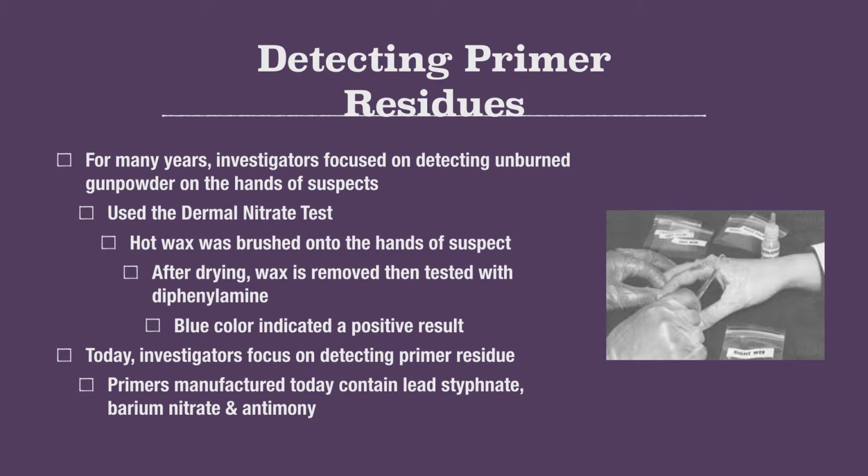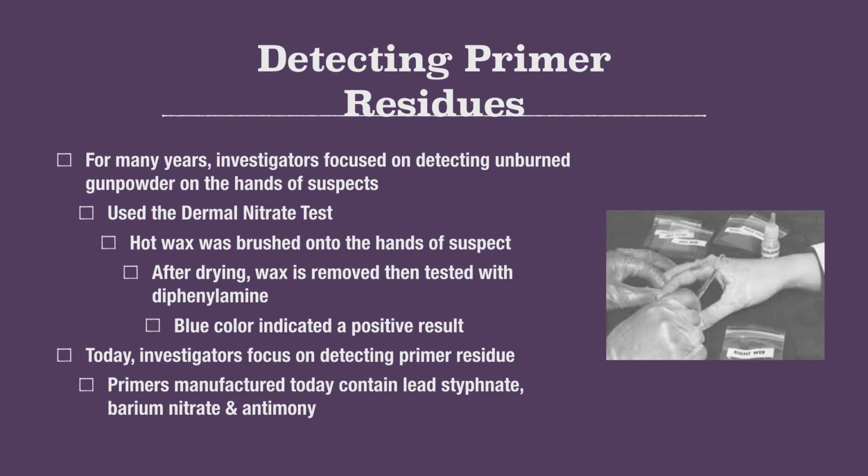Today, though, what investigators focus on is determining primer residue, and that's because the dermal nitrate test is not necessarily that specific. Other substances like fertilizers, cosmetics, and tobacco can all give a positive result for nitrates. And so now they're going to look at the primer residue.